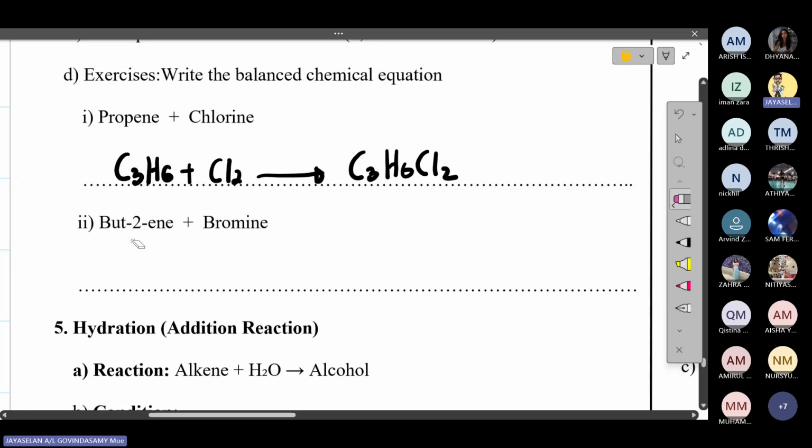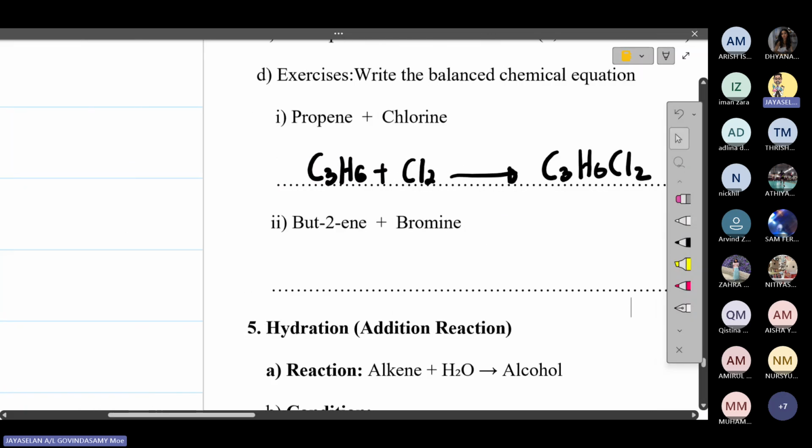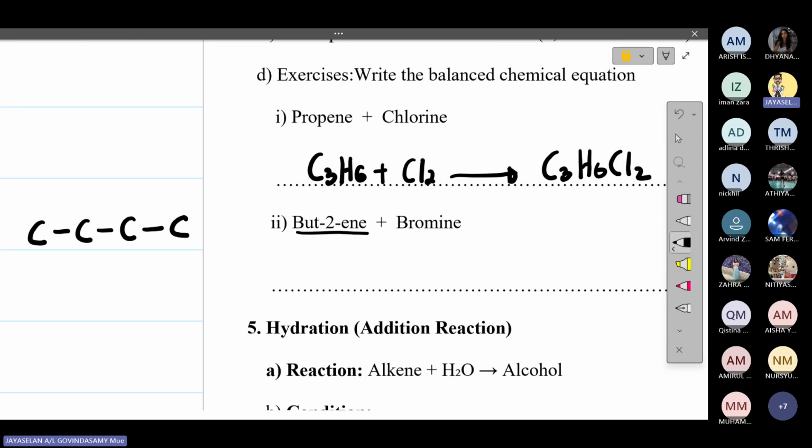How to do this? Okay, we do together. Y'all draw the structural formula. 1, 2, 3, 4. Then y'all put the double bond after carbon number 2. Your carbon number 2 here, double bond. Okay, each carbon you guys put what?